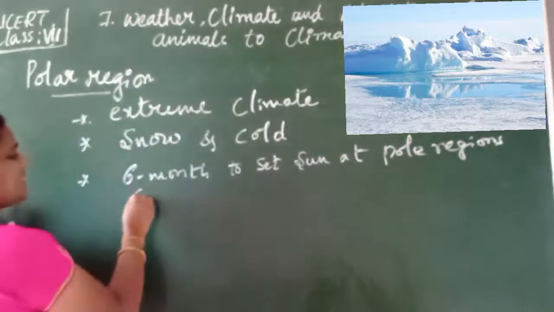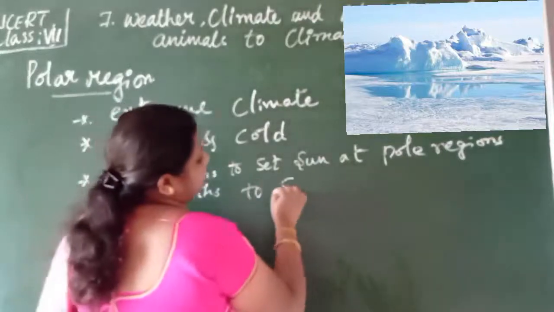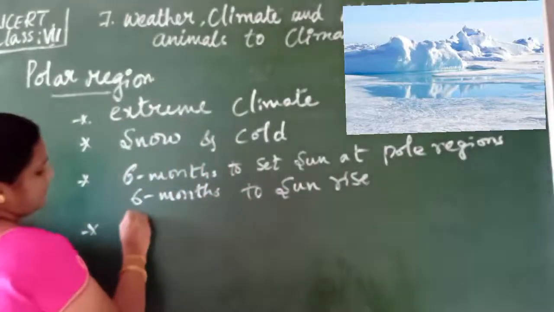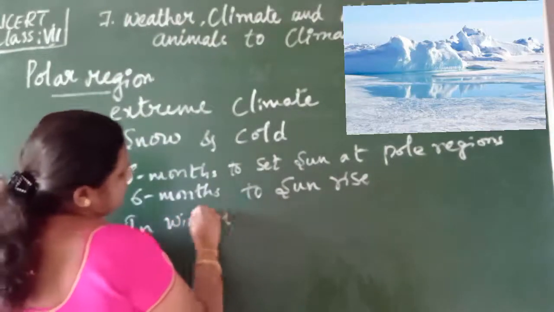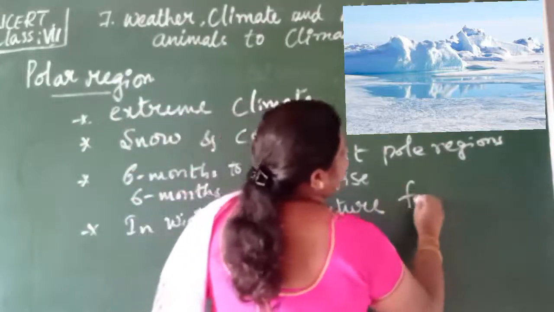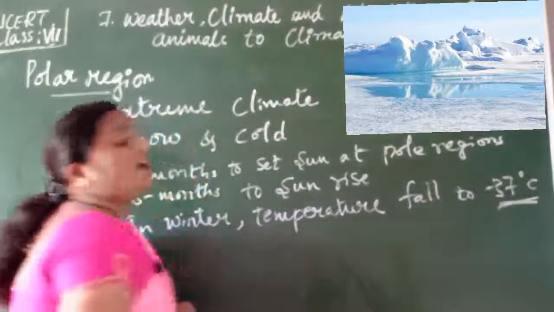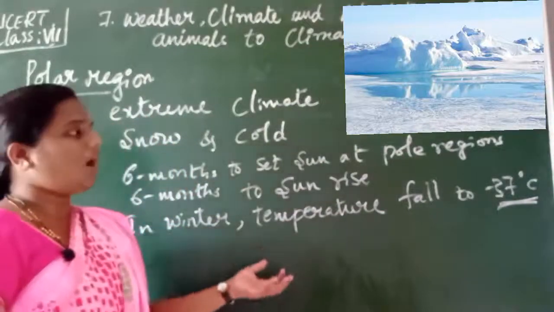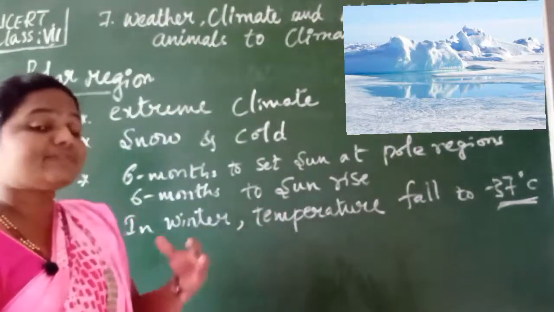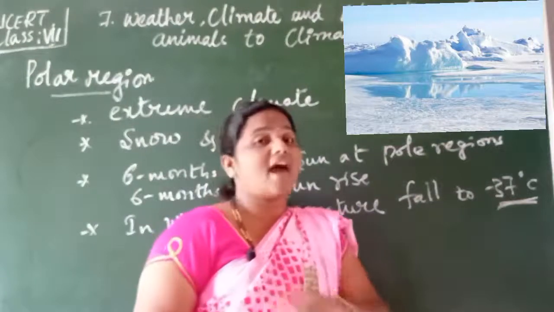And on the other hand, the next 6 months it takes time to sunrise. And here, especially in winter, children, the temperature may fall to minus 37 degrees centigrade. See children, a liquid starts converting its state at 0 degrees Celsius. Means it starts freezing at 0 degrees Celsius. When you see minus 37 degrees Celsius, it means it's very cold, children.